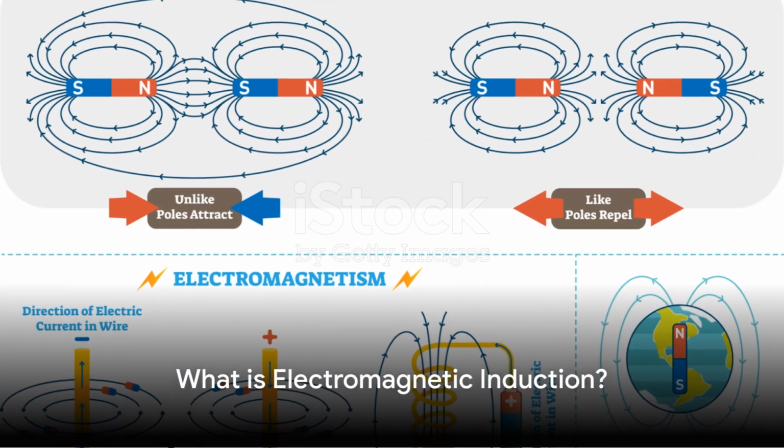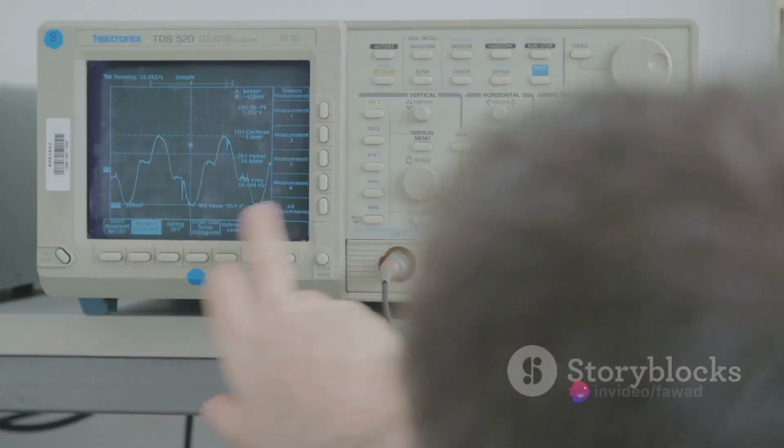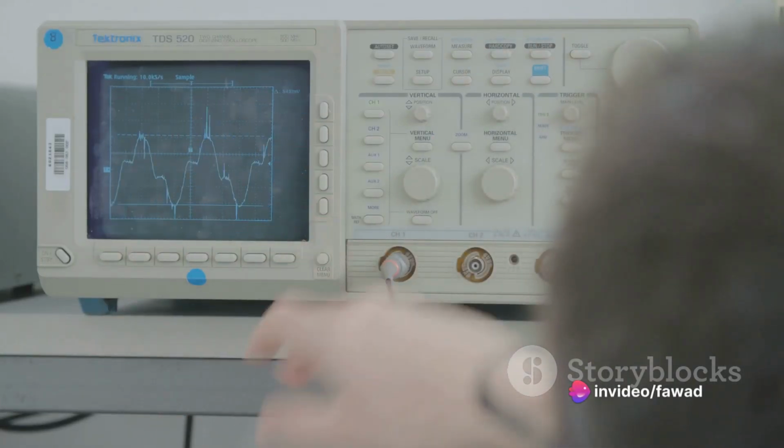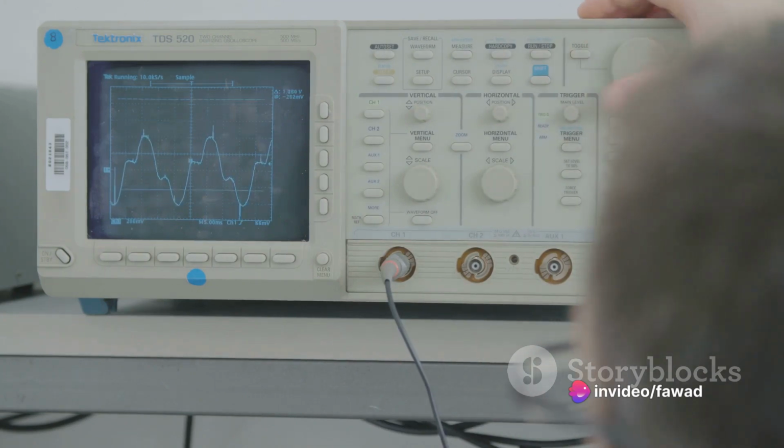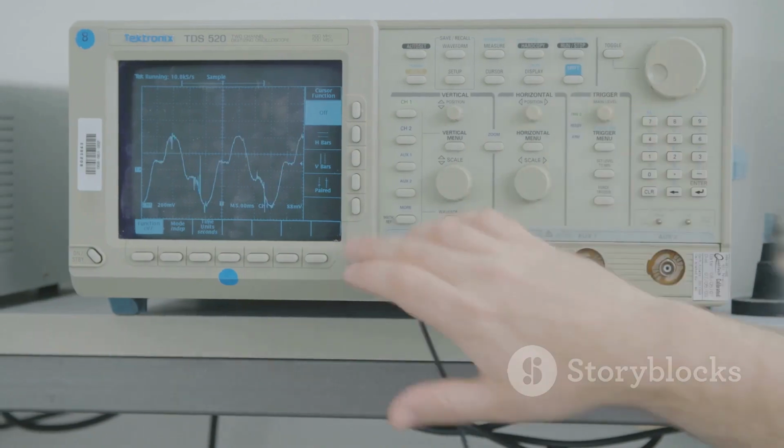First things first, what is electromagnetic induction? In simple terms, it is the production of an electric current across a conductor moving through a magnetic field. Now, that might sound complex, but stick around, and it'll all make sense soon.